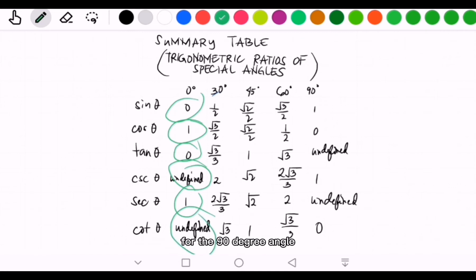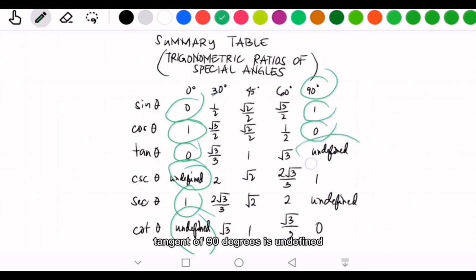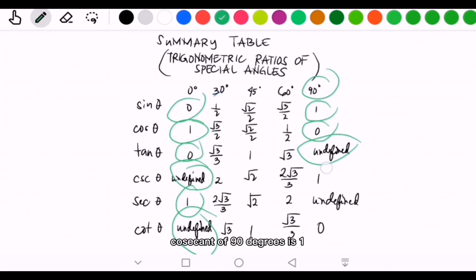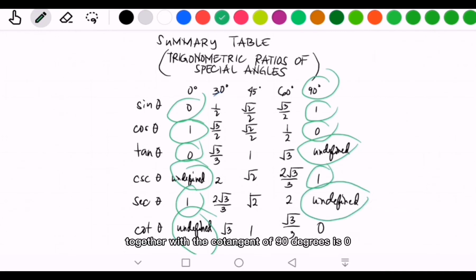For the 90-degree angle, sine of 90 degrees is 1. Cosine of 90 degrees is 0. Tangent of 90 degrees is undefined. Cosecant of 90 degrees is 1. And then secant of 90 degrees is undefined. Together with the cotangent of 90 degrees is 0.